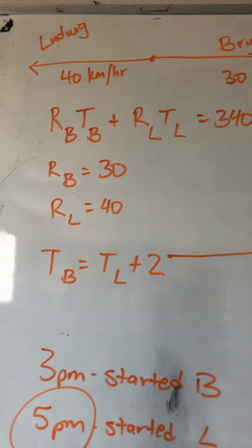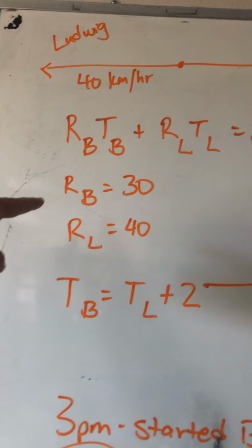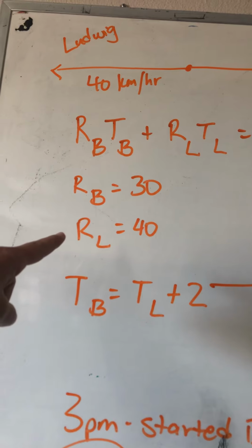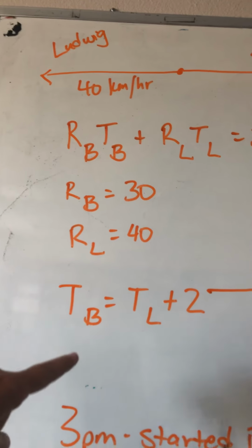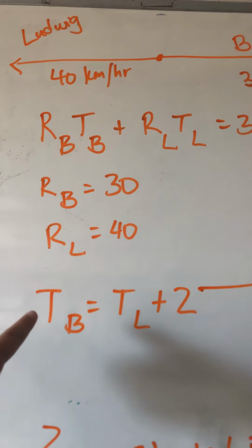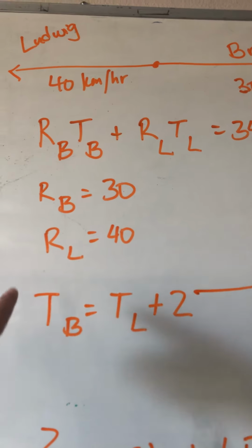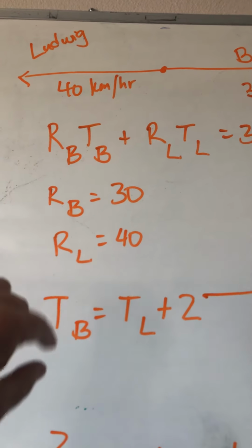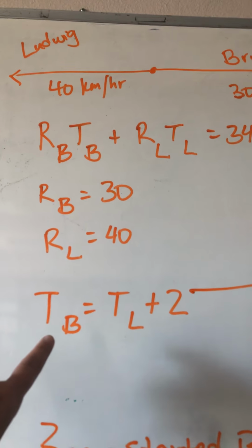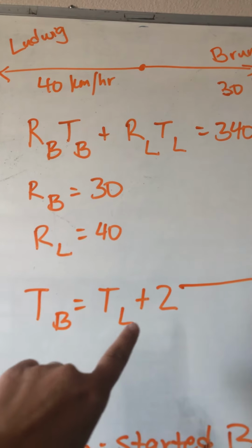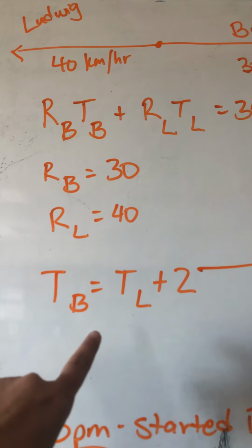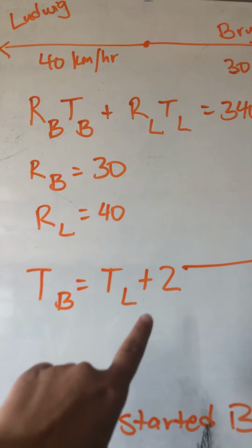And so we know that the rate of Brunhild was 30 kilometers per hour. We know that the rate of Ludwig is 40 kilometers per hour. So then we can write our equation. We also know that the time that Brunhild left was 3 p.m., but the time that Ludwig left was 2 hours later. So we say the time of Brunhild equals the time of Ludwig plus 2 hours.